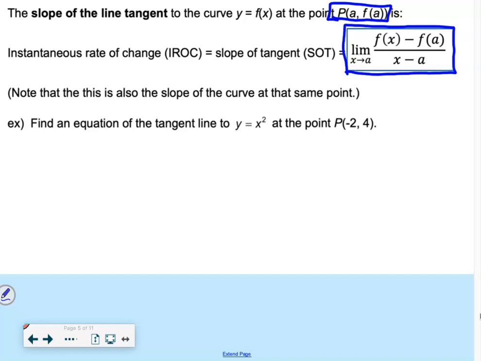So if we take the limit as x gets closer and closer to a, what y value are you getting? Meaning, what slope value are you approaching? That's the slope of the tangent.